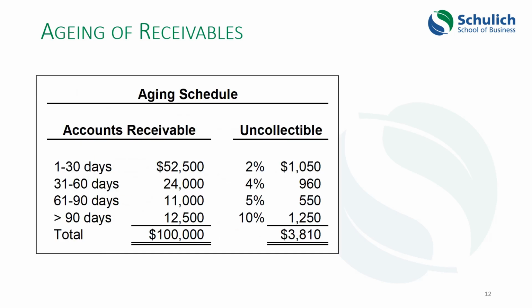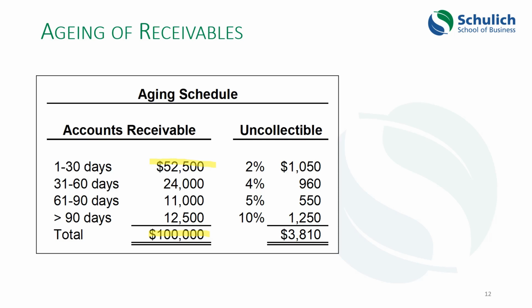Here's an aging schedule. So this is a simple example where a company has $100,000 in accounts receivable, and they look at the dates of all the invoices that they've sent out, and they find that most of the receivables are in the first month. In this case, $52,500 are still within 30 days of having sent the invoice, and the customers, let's say, have 30 days to pay. So it's very unlikely that customers are going to fail to pay.